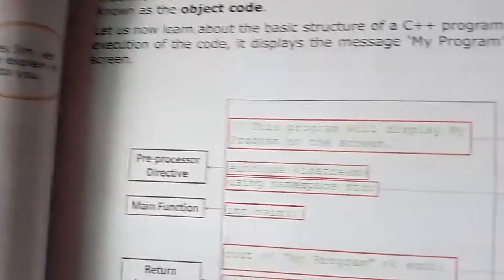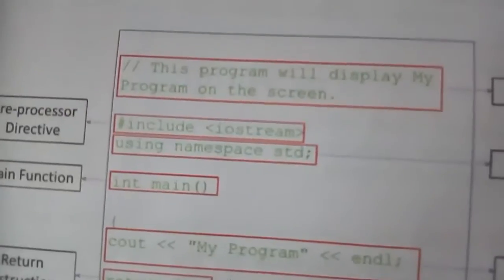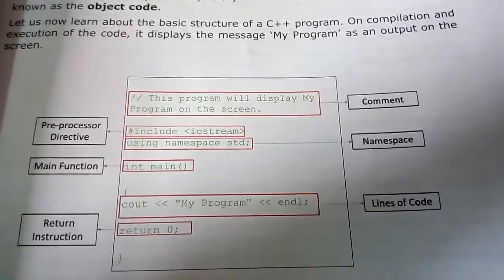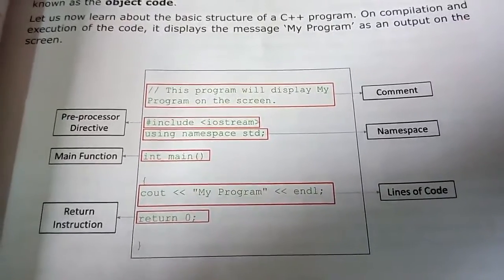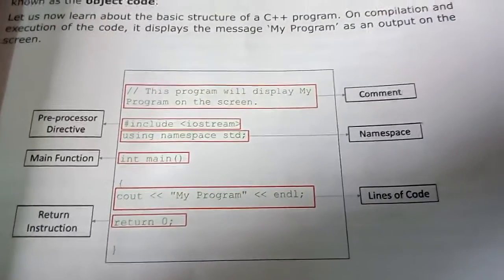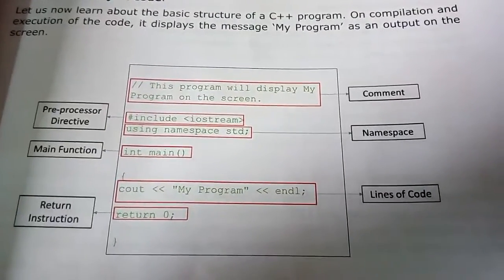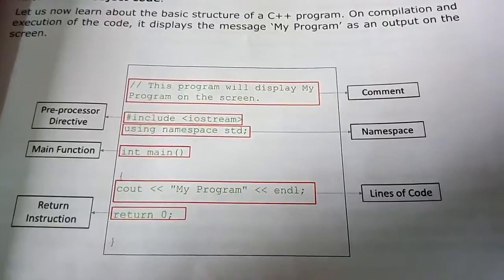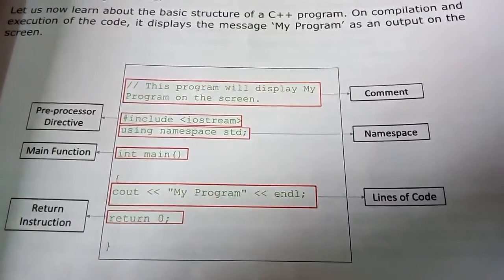Okay, I hope all of you can see this one. So this you have to draw, and this is the basic structure of a program: preprocessor directive, main function, return instruction, then lines of code, namespace, comment. So this you have to draw, and you have to write down these labels also. Okay, so this is the basic structure of a C++ program.